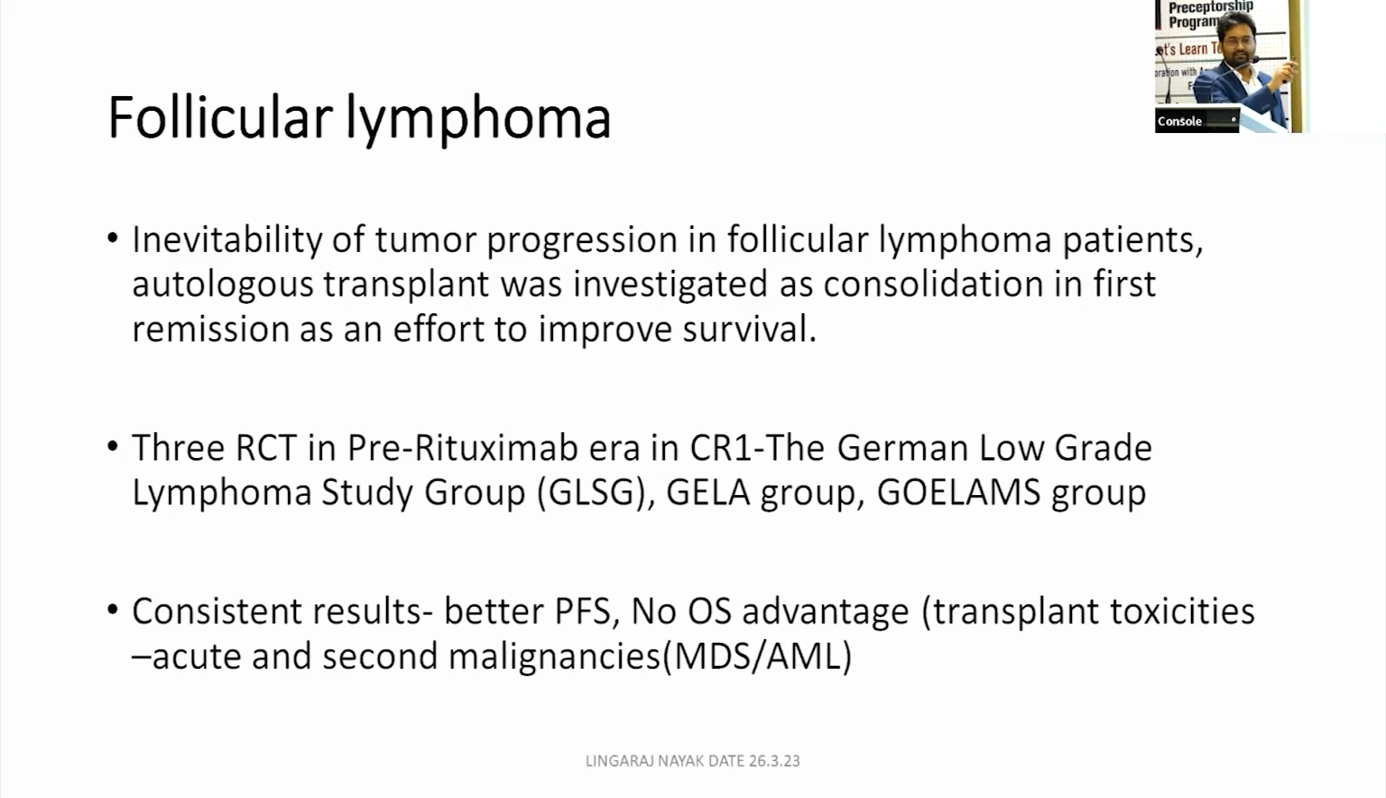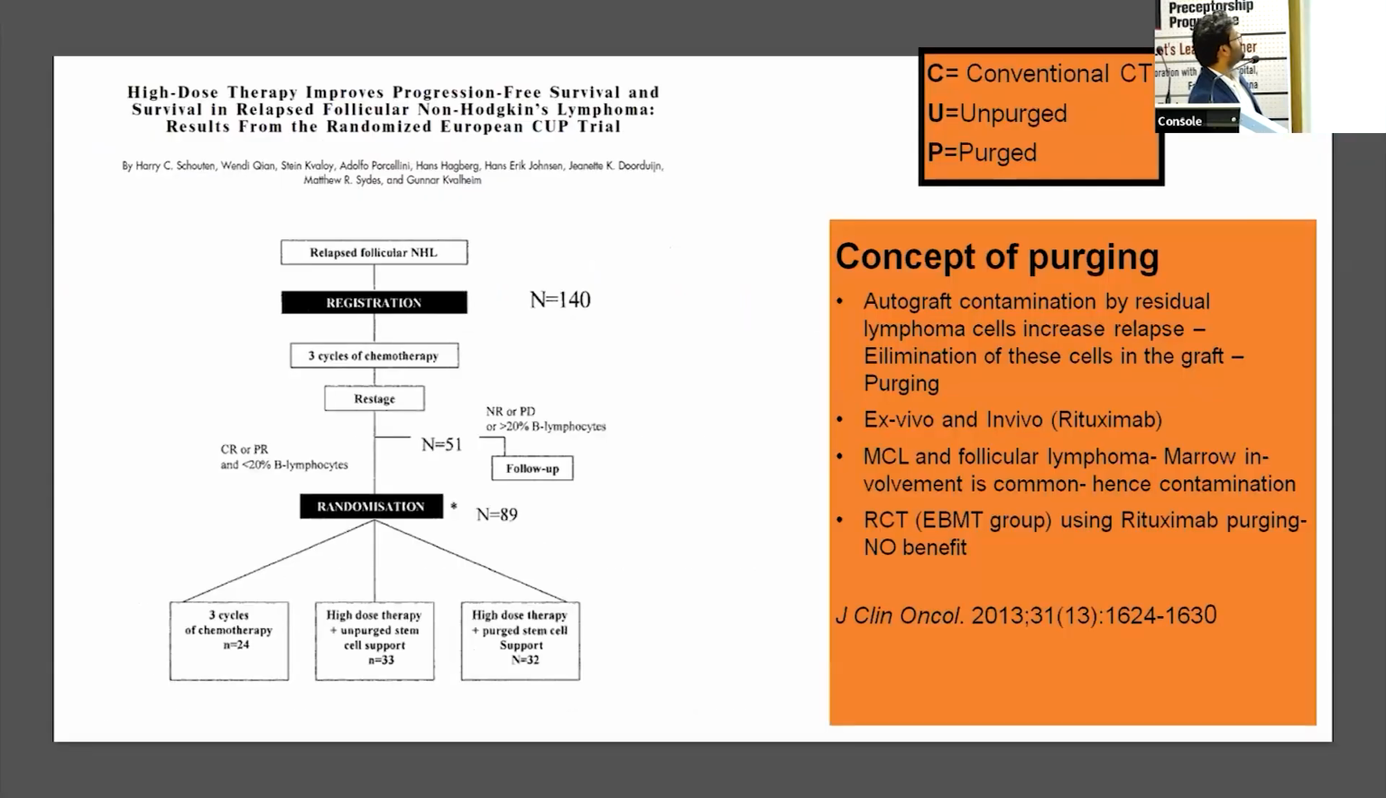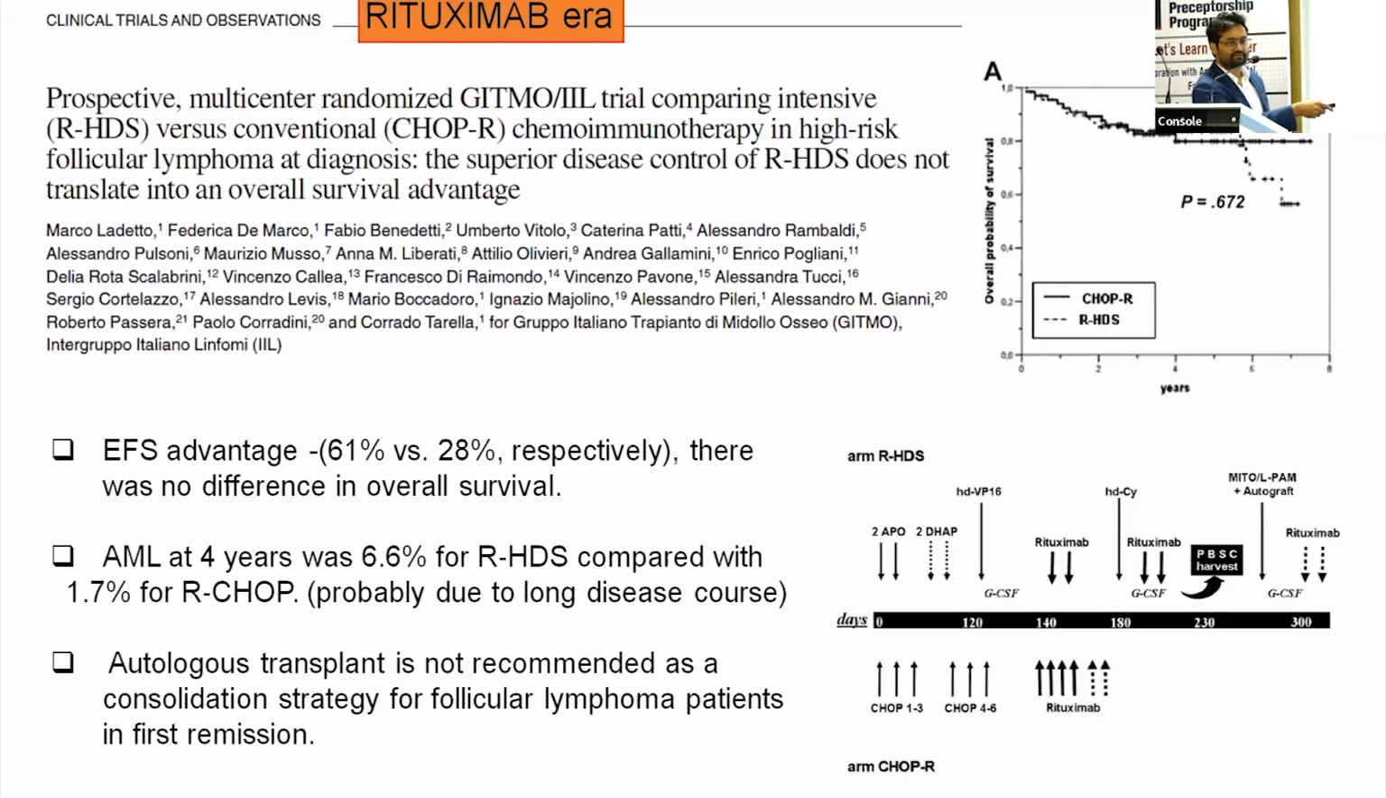There are 3 RCTs in the pre-rituximab era. I'm not discussing all that, but there is a consistent benefit in progression-free survival. It has not shown an OS benefit, but definitely an increased risk of second malignancy. So these are the data in the upfront setting. This study, which is very important in follicular lymphoma transplant, is in the relapse setting. Data in the upfront setting: there is an RCT already done, and there is no difference in survival if you do a transplant in the upfront setting.